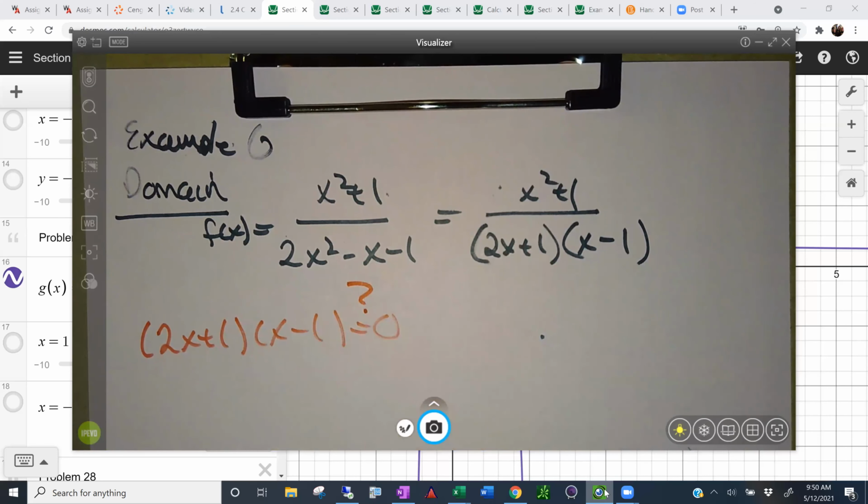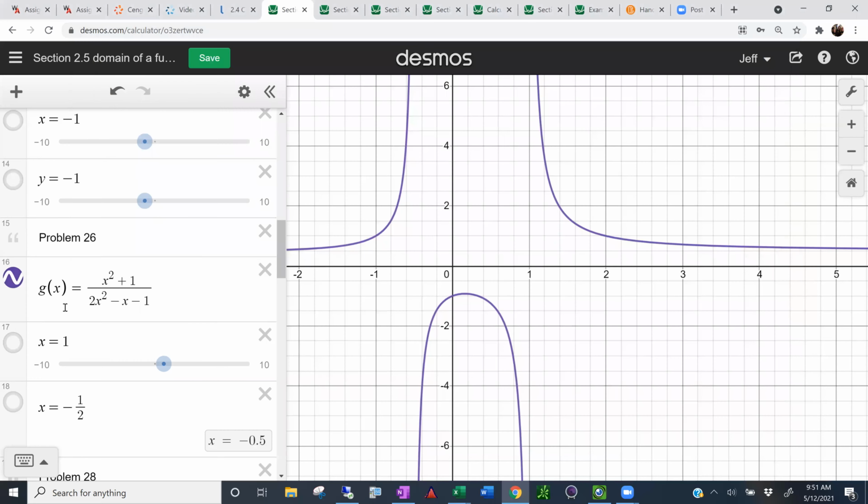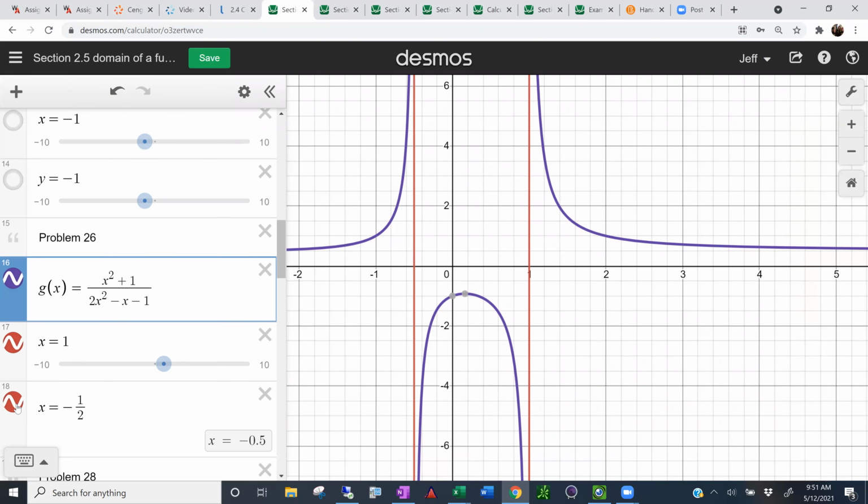Where does that happen? 1 and negative 1/2. Good, x equal 1 and x equal negative 1/2. So with those values, we should see vertical asymptotes. Let's take a look back at the graph. X equal 1, x equal -1/2. There's your vertical asymptotes. So no surprise there.